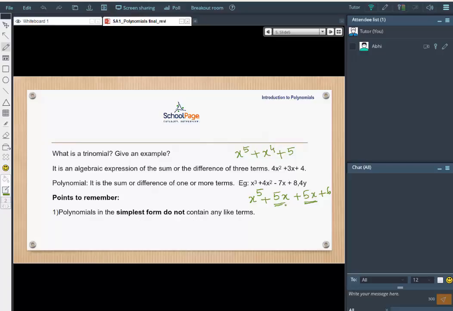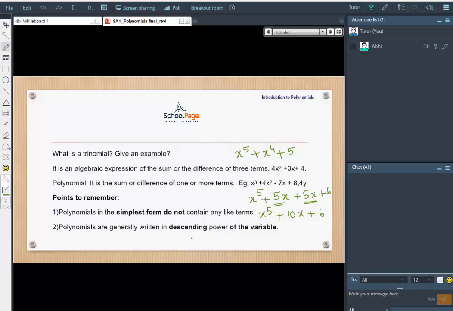So the polynomials cannot have like terms, but if we write this polynomial as x raised to 5 plus 10x plus 6, then it will become a polynomial. Polynomials are generally written in decreasing power of their variable.